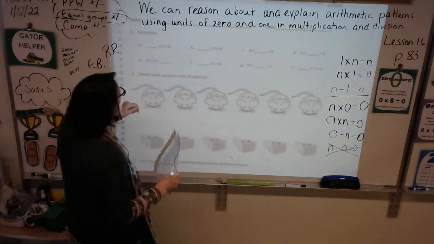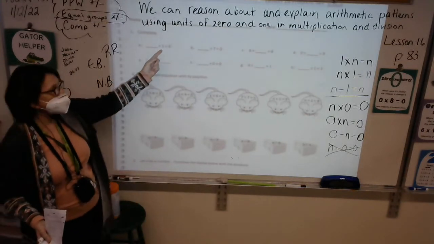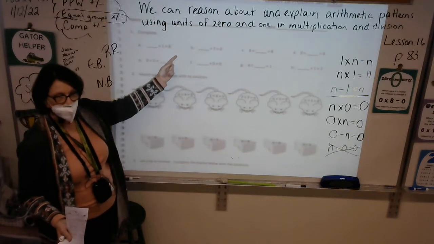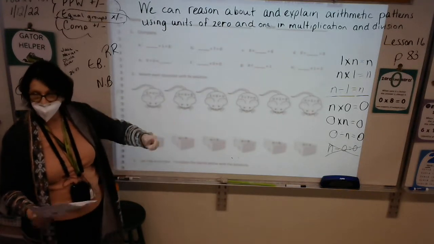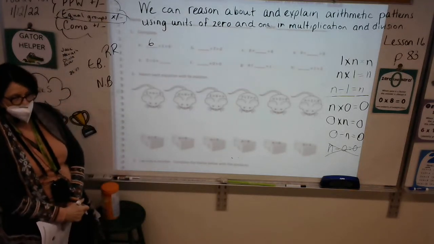Okay? So, keeping in mind, 1 and the same. What times 1 equals 6? Well, I've got a 1, so my other two numbers have to be the same. So my answer will be 6.